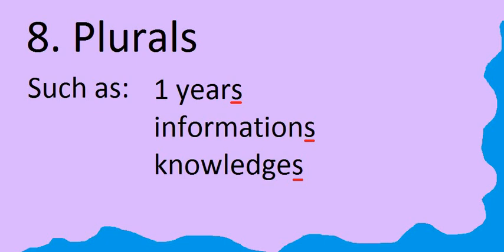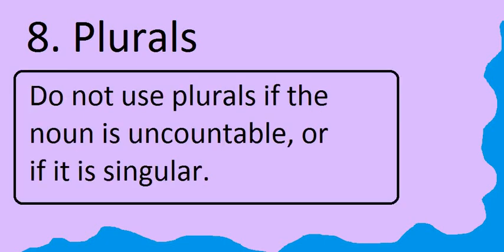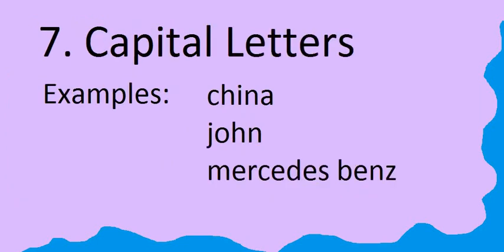Number 8, plurals, such as I've written 1 years, informations, knowledges. Now the problem here is that year is singular when there's only one of it. 2 years, 3 years, fine, but 1 year, 1 hour, 1 minute. And words like information and knowledge are uncountable. You can't have more than one of them. So you don't have a lot of informations, you just have a lot of information, uncountable. Don't use the plural if the noun is uncountable or if it is singular.